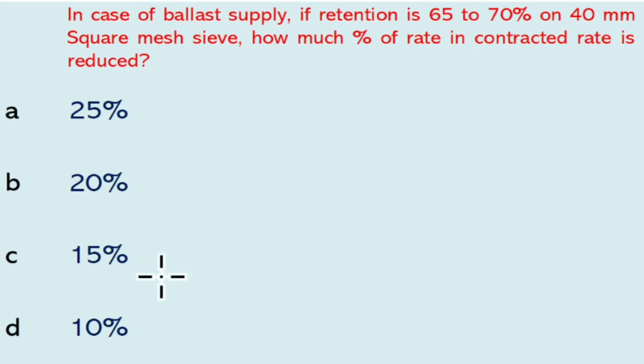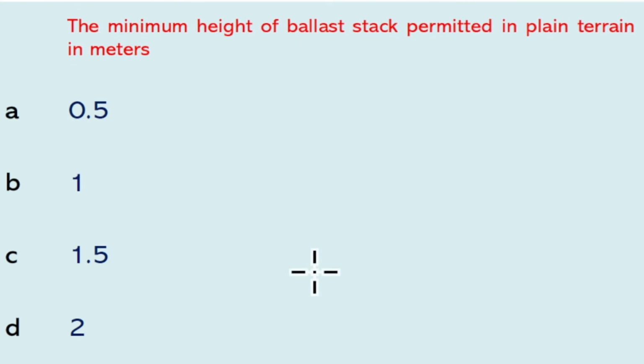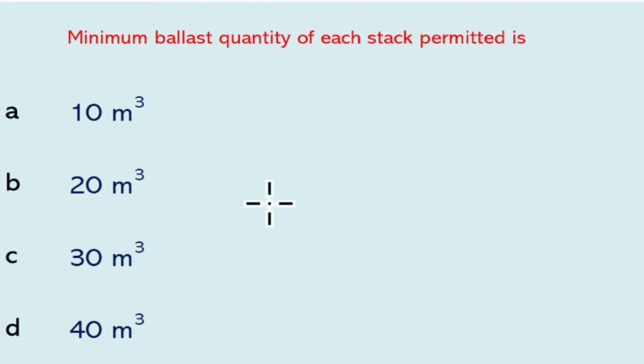In case of ballast supply, if retention is 65 to 70% on the 40 millimeter square mesh sieve, how much percentage of rate in contractor's rate is reduced? That is 10%. The minimum height of ballast stack permitted in plain terrain is 1 meter. Minimum ballast quantity in each stack permitted is 30 cubic meter.